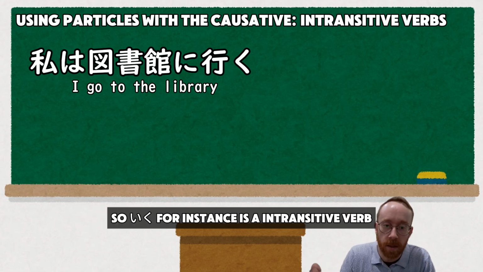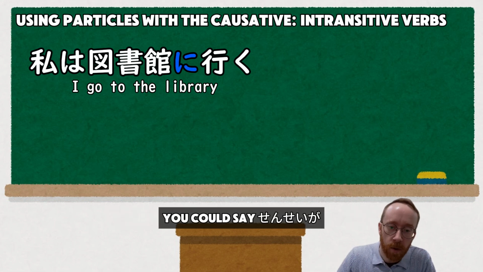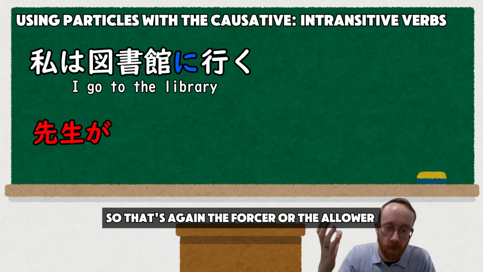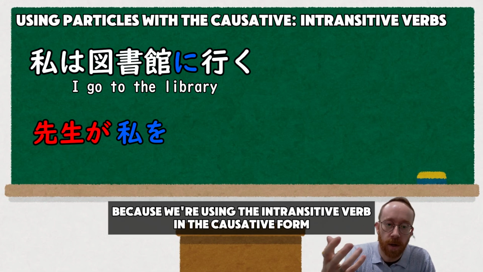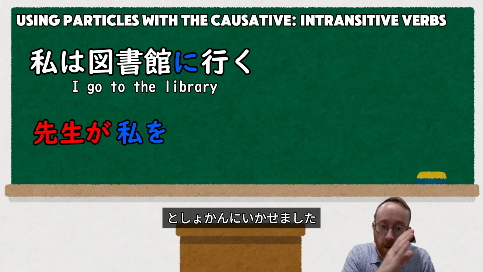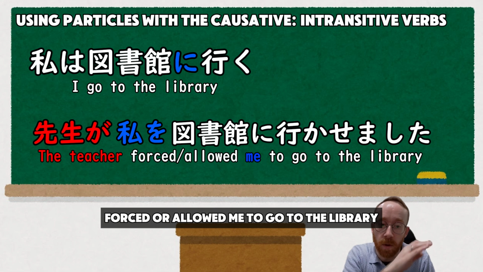Sometimes though, ni will appear in these sentences when the verb normally uses ni. So iku, for instance, is an intransitive verb. You normally use it with o, but in the causative form, you could say sensei ga, so that's again the forcer or the allower, watashi o, because we're using the intransitive verb in the causative form, toshokan ni ikasemashita, and that would be the teacher forced or allowed me to go to the library.